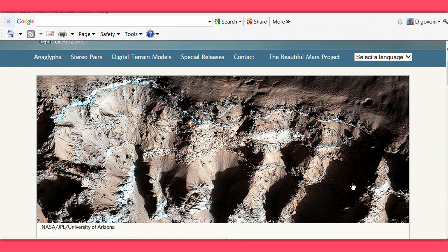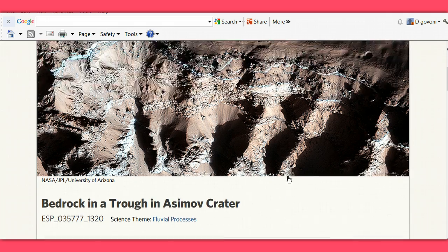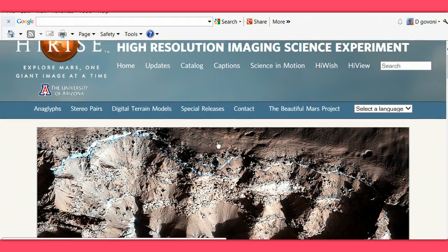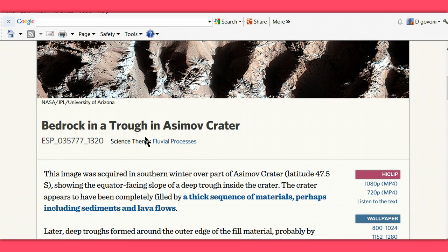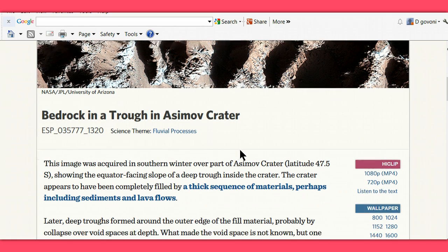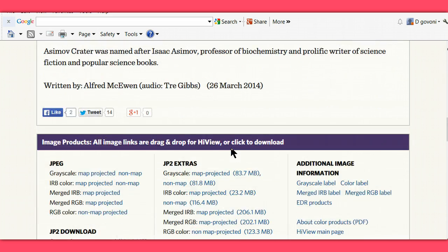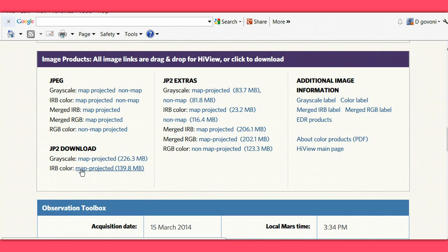Yeah, I got a good one here. This is from the high rise. It's bedrock in a trough in Azanoff crater. Alright, now I got this. I took this one.